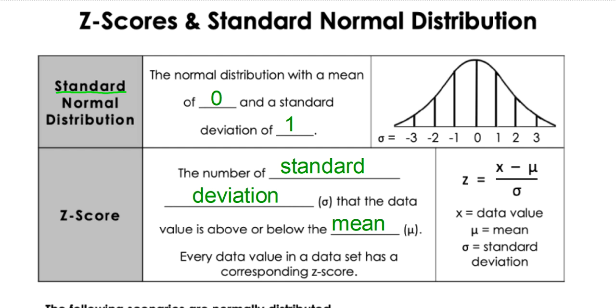So you can see over there that the formula for a z-score is to take the data value, x, minus the mean, and divide by the standard deviation. So that's how we calculate a z-score once we know all the information. So let's do a little practice with the formula there.